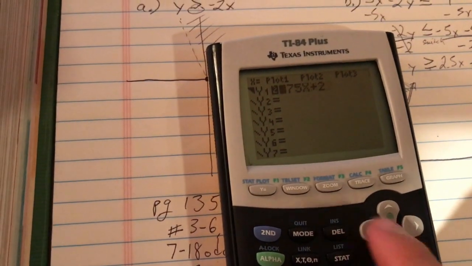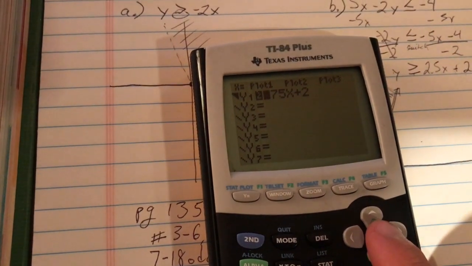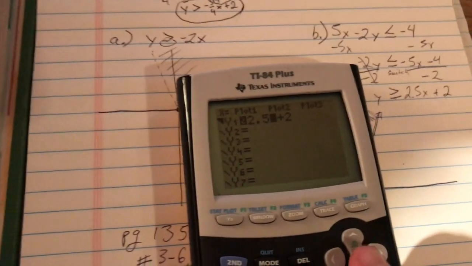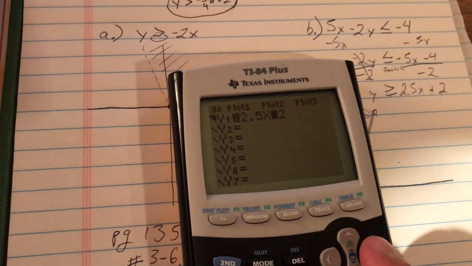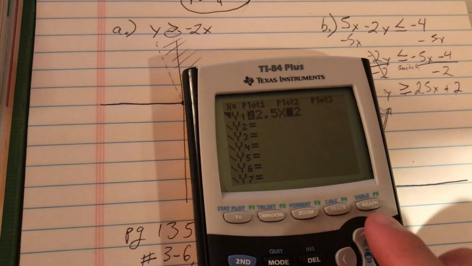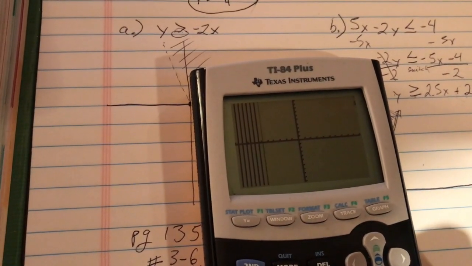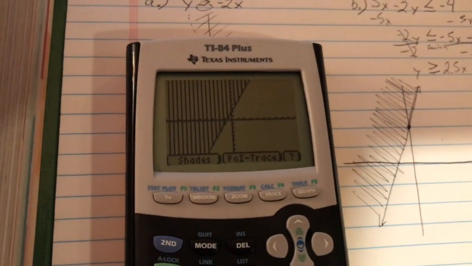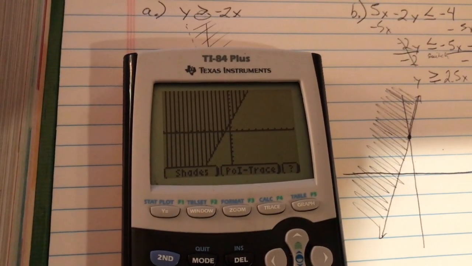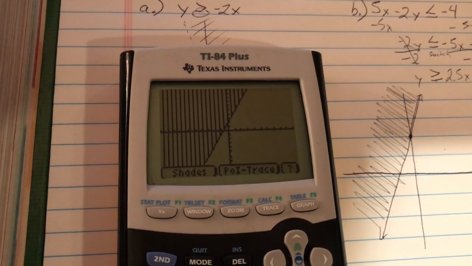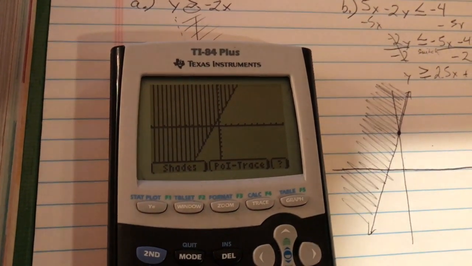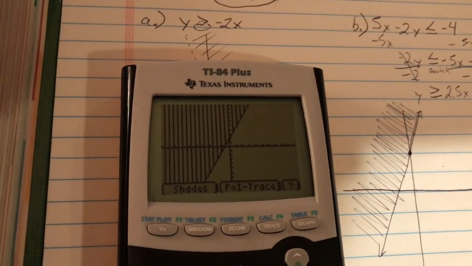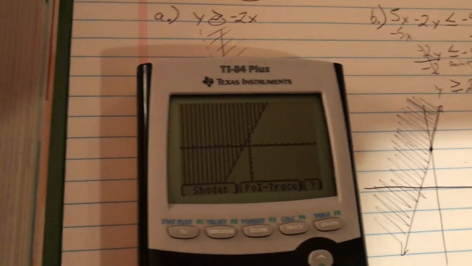So I'm going to delete that and put 2.5x plus 2. All right, we already have that. All right, and graph. So it should look similar to mine. What do we think? Does it look similar? I'd say the steepness of the graph is probably a little more pronounced on the calculator, but in the right direction. Looks good. All right, so check your answers by doing it on the calculator.